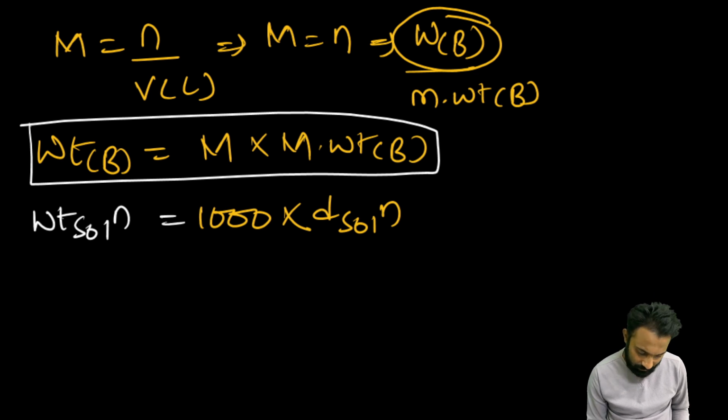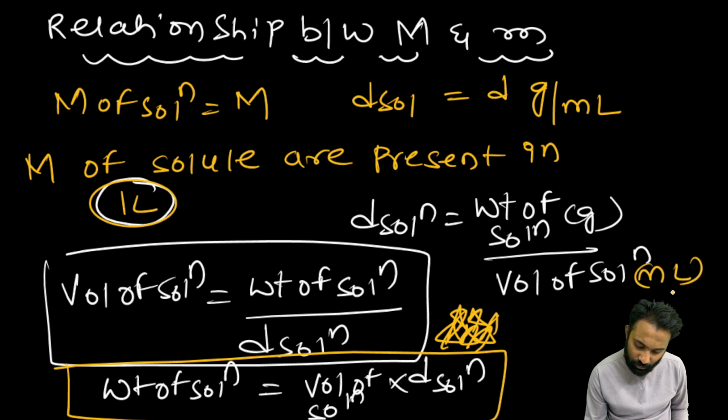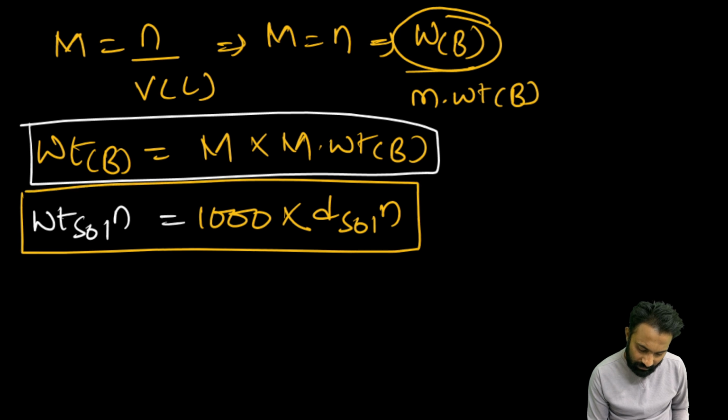Now you can see here, the volume of the solution we have taken is 1 liter, right? For density, the volume should be in ml, so I converted liter into ml. So here it will become 1000. Density of solution is equal to weight of solution in gram by 1000. Then weight of solution will be equal to 1000 into density of the solution. That is what I have written here.